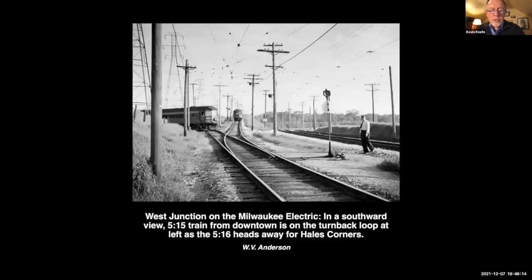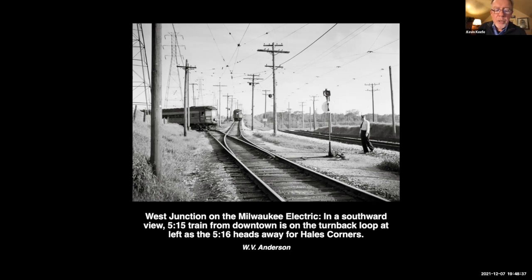A little further west, 4 or 5 miles, you get to West Junction, which was a junction where the Milwaukee Electric split into a couple of different lines and also shared an interchange with Chicago Northwestern. You see the track kind of cutting across the photograph in the background. That right away is the Northwestern's line to Wales and to Madison.